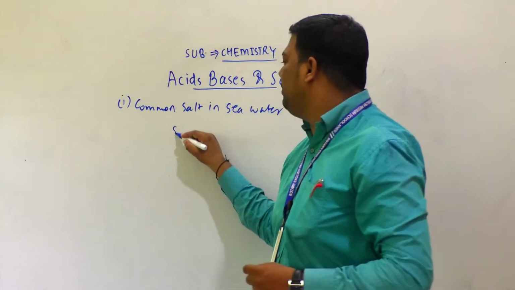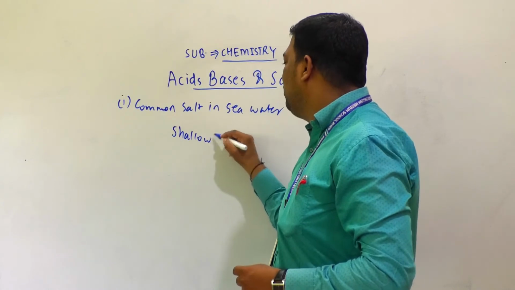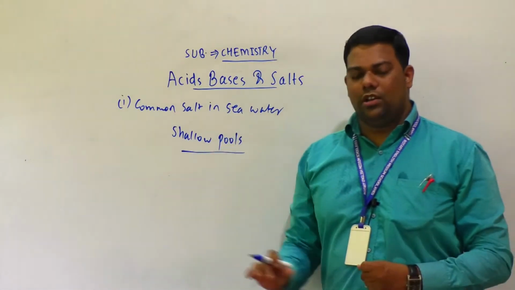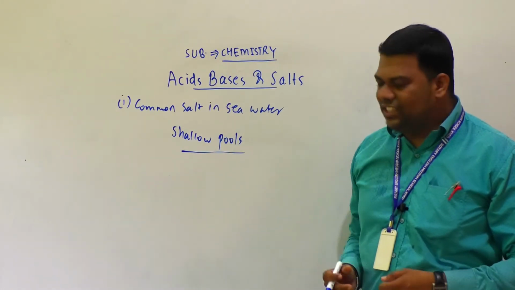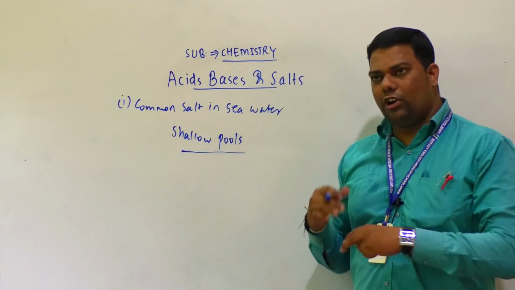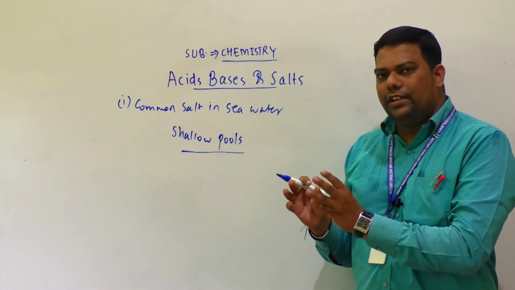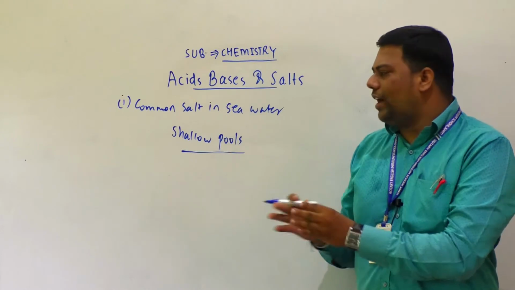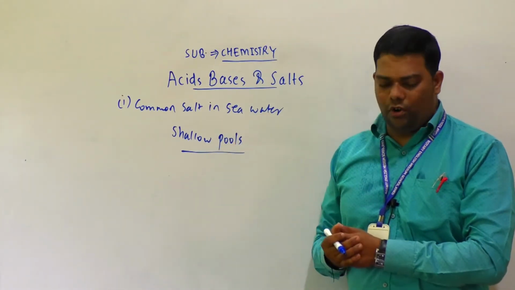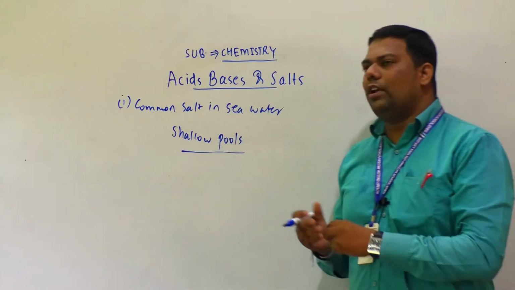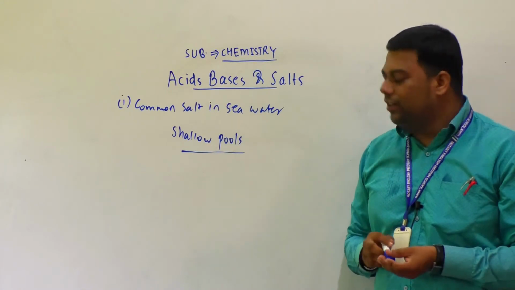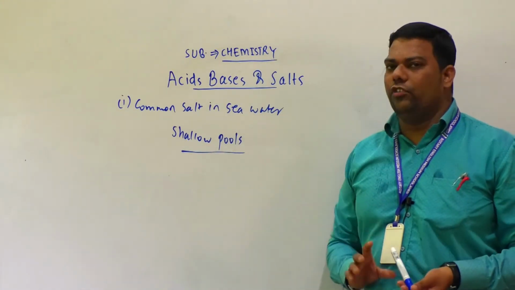So what is the meaning of shallow pools? It is a region with the least water content. Under that condition we carry out the evaporation. After this you will get impure salt, impure NaCl.